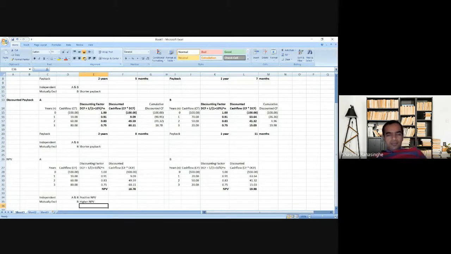Okay, so any questions on that? Are these theories practically useful? Yeah, of course. Very, very frequently used. Investment appraisals are done based on net present values and internal rates of return, which we are going to learn in a few minutes.